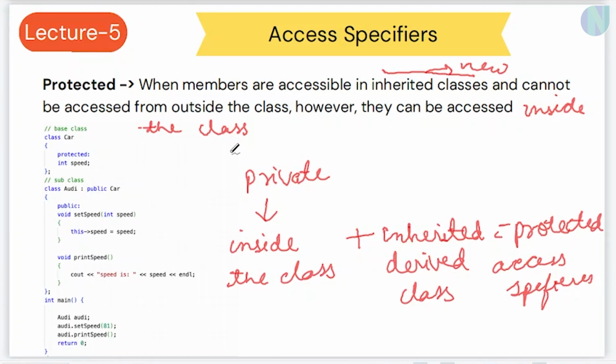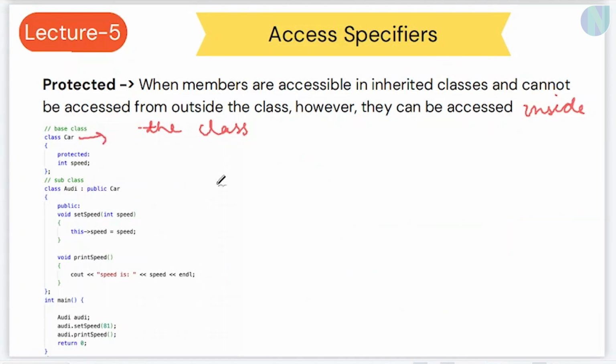The basic difference is that protected access specifiers can be accessed in the derived class, whereas private access specifiers cannot be accessed inside the derived class. This is the difference between the protected and private access specifier. There is a short example here, through which we will learn about both of these access specifiers. Here you can see there is a class car.